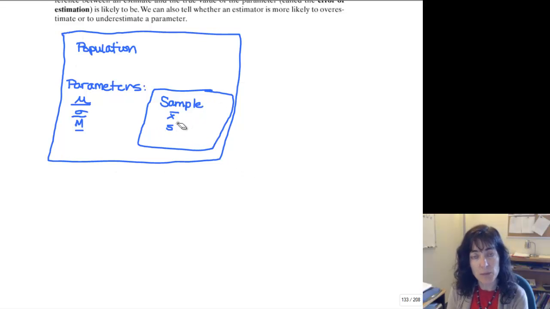The sample is a subset, hopefully randomly selected, and we use x bar to represent the mean of the sample. This x bar is used as a point estimator for mu. So we're looking at all the x bars and saying this is going to tell us what mu should be. And the same thing with our s, the standard deviation of our sample, can be used as a point estimator for sigma, the standard deviation of our population.